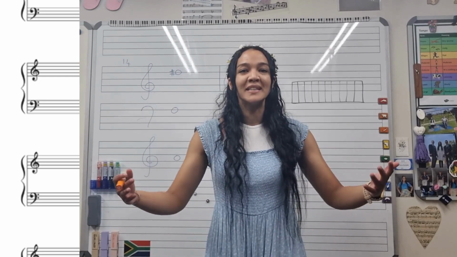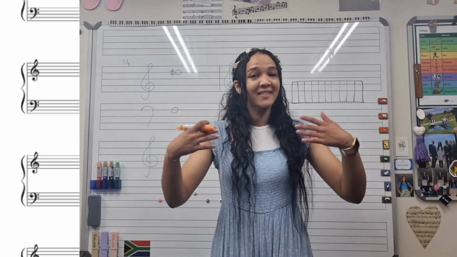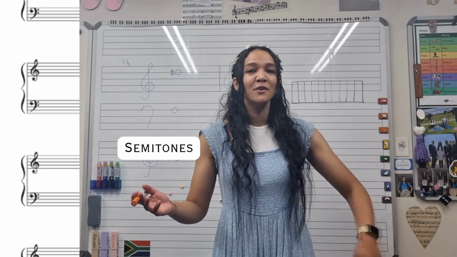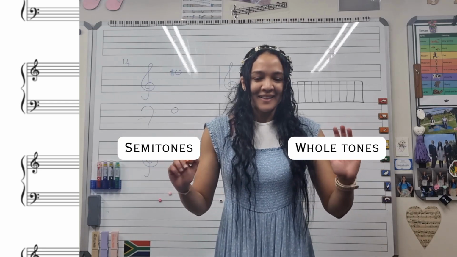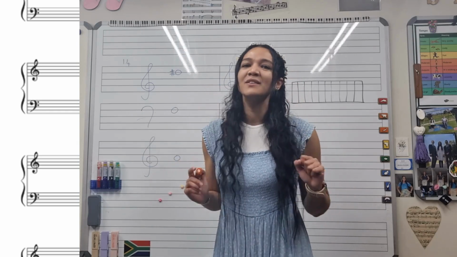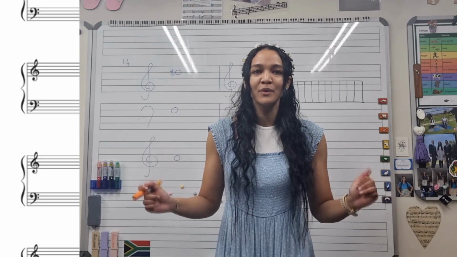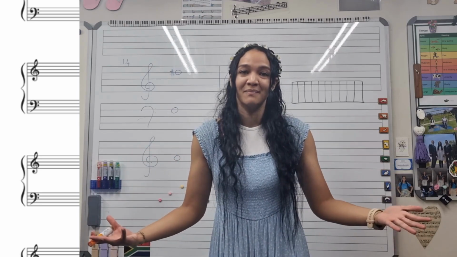We'll be looking at the UNISA Pre-Grade 1 Music Theory syllabus. Today we will be focusing specifically on semitones and whole tones. So we are zooming into question 1 out of a standard UNISA Theory of Music Pre-Grade 1 paper.